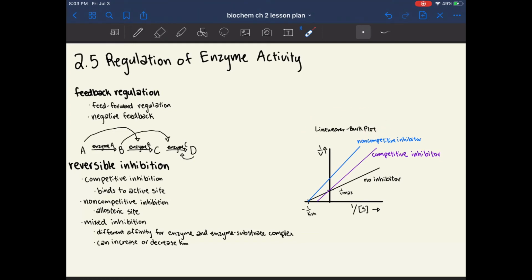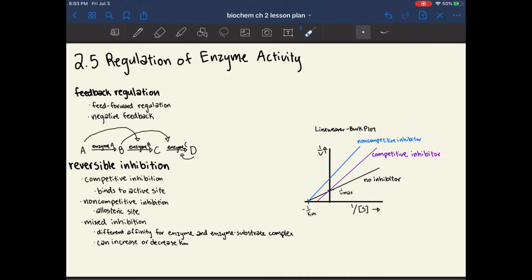And so if you look here at the Lineweaver-Burk plot, the black line is when you have no inhibitor. The Vmax with a competitive inhibitor is the same as with no inhibitor. This is because if you have some of your competitive inhibitor and you add so much of your substrate that the concentration of your inhibitor is negligible, the enzyme will only find your substrate, and so the maximum velocity is still the same.